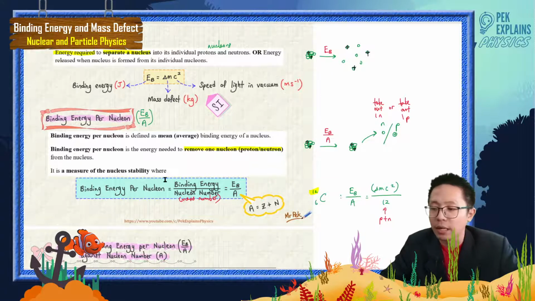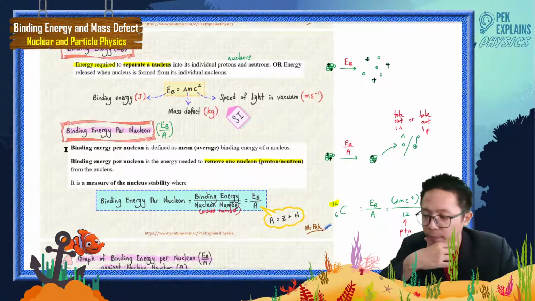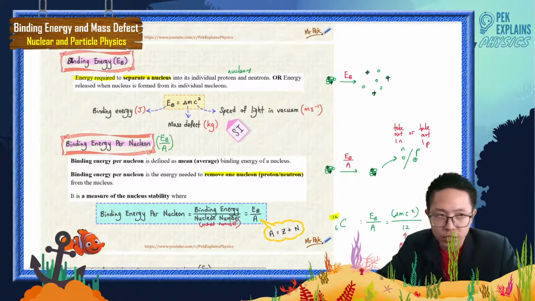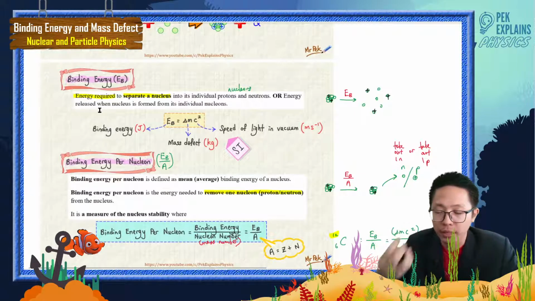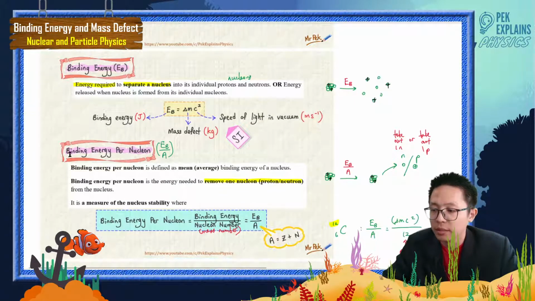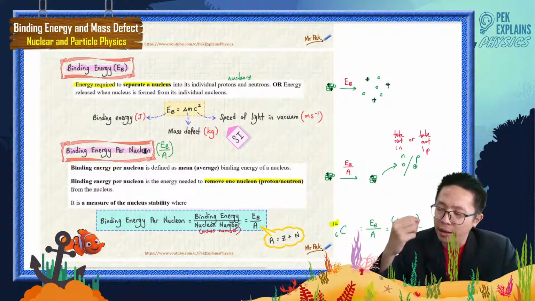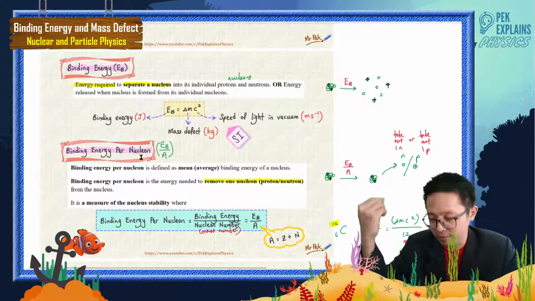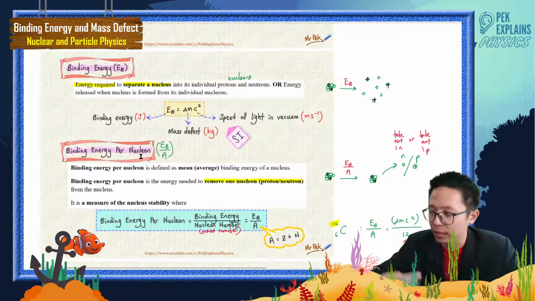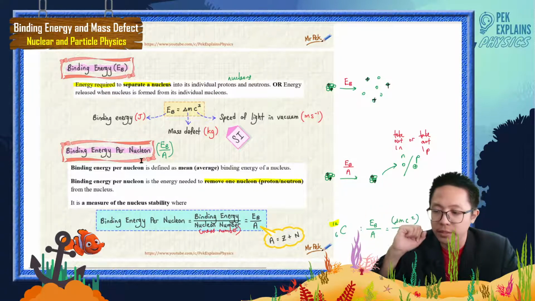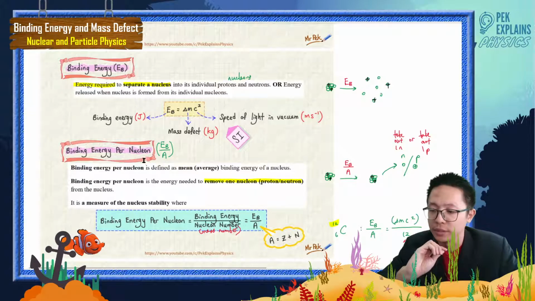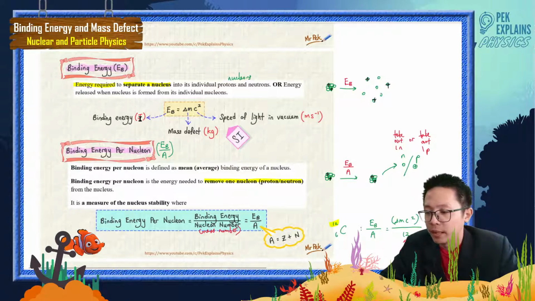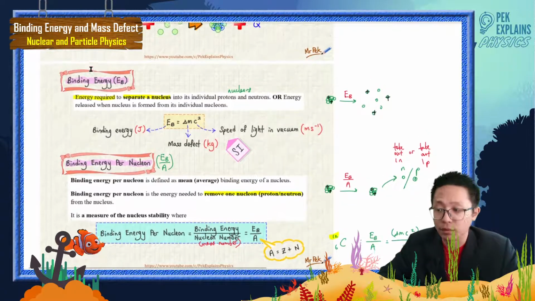So now let's go deeper. Binding energy is the energy required to separate a whole nucleus. Binding energy per nucleon is the energy required to take out just one particle, one nucleon, from the nucleus. Just remove one particle only. Binding energy is to separate the whole thing.